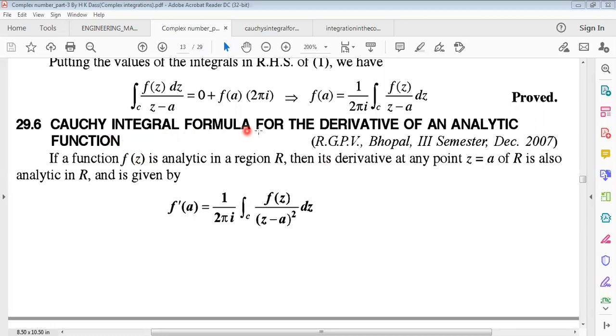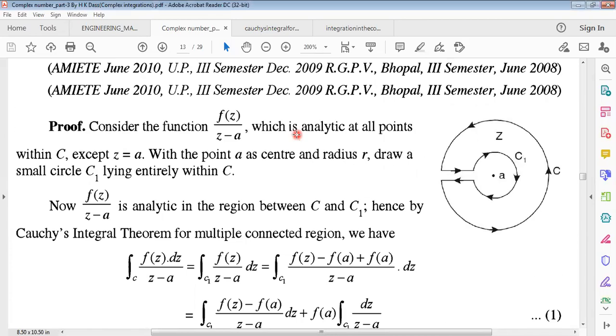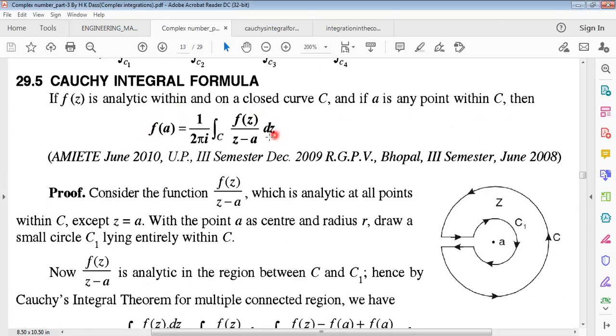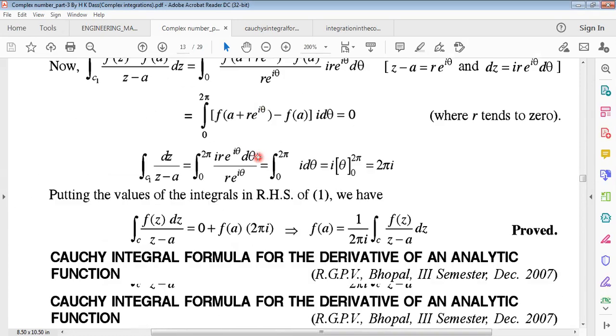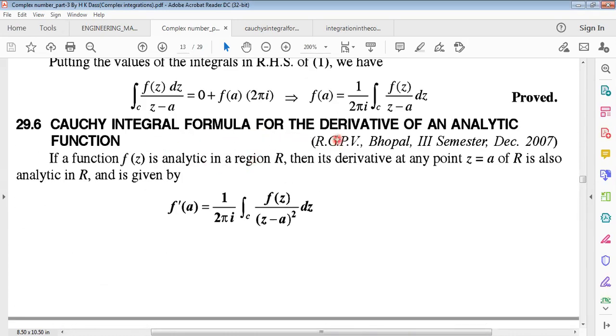Now, Cauchy's integral formula for the derivative of an analytic function. To find the derivative from Cauchy's integral formula, this is the formula of Cauchy's integral formula, and we will try to find the differentiation of this function.